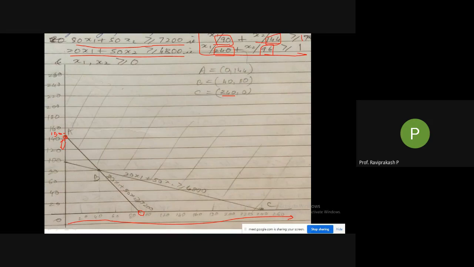And write the equation. So what is the equation? 80x1 plus 50x2 greater than or equal to 7000. So this line is of this particular equation.